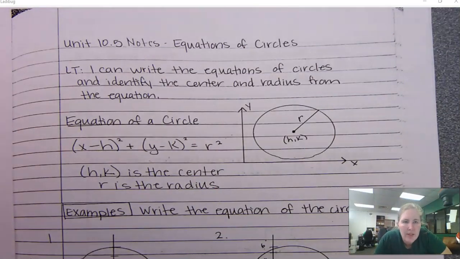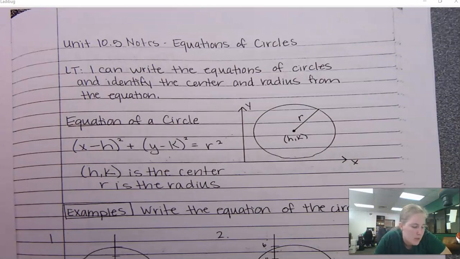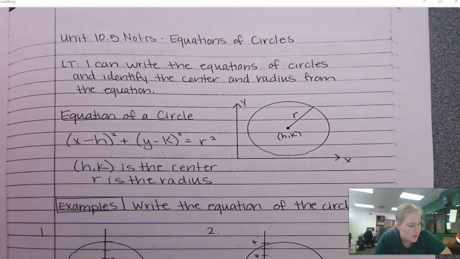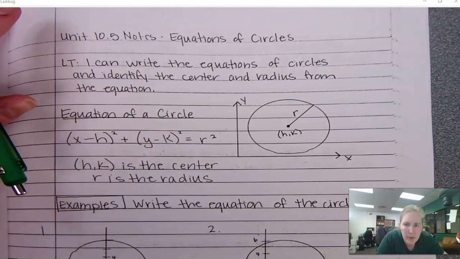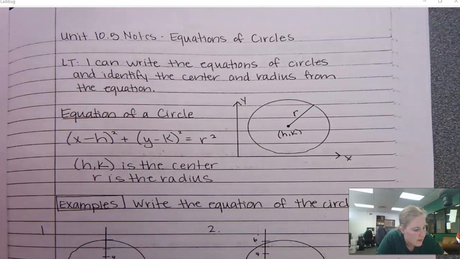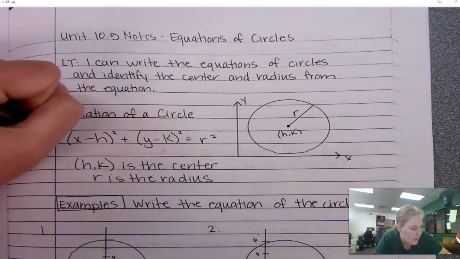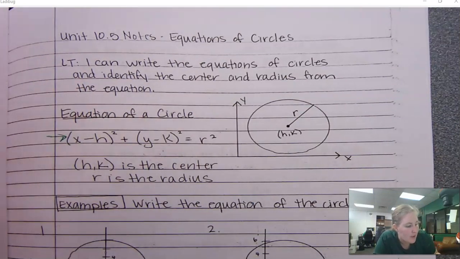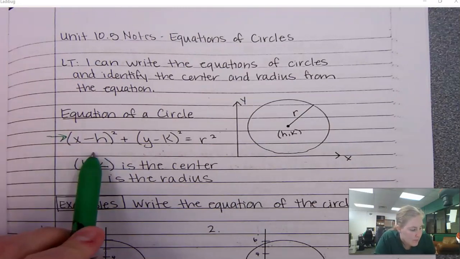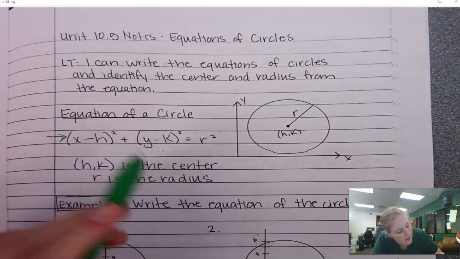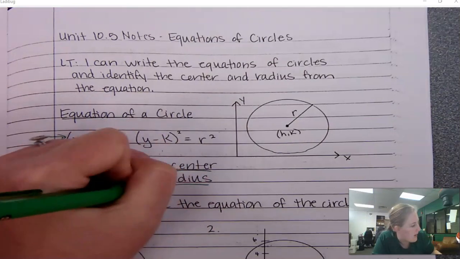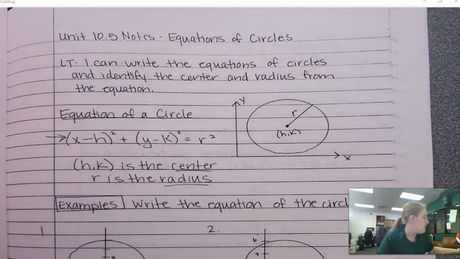Hey guys, we're talking about the Unit 10.5 Equations of Circles notes. So hopefully you have all this written down already, and I will just go through the examples with you. Basically by the end of this you should be able to write the equation of a circle, and it looks like this. You also will be able to identify the center and the radius of the circle.